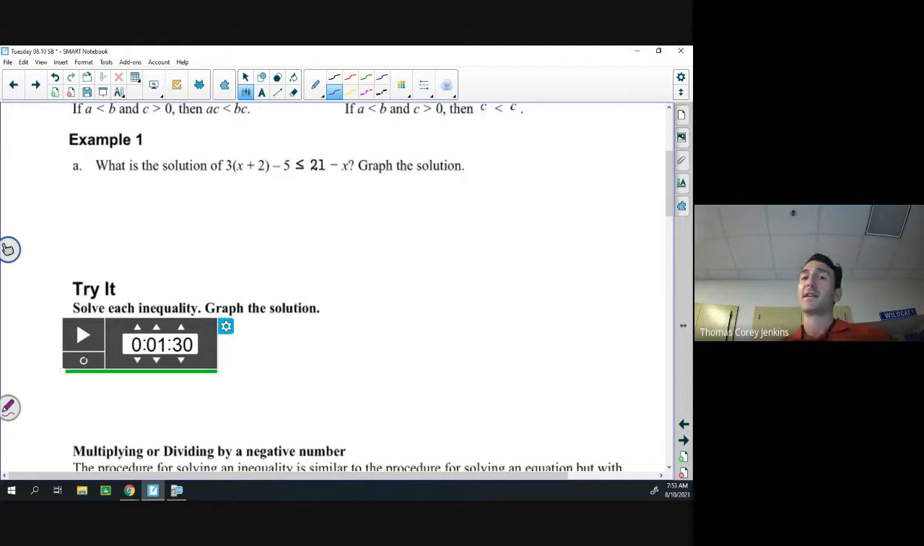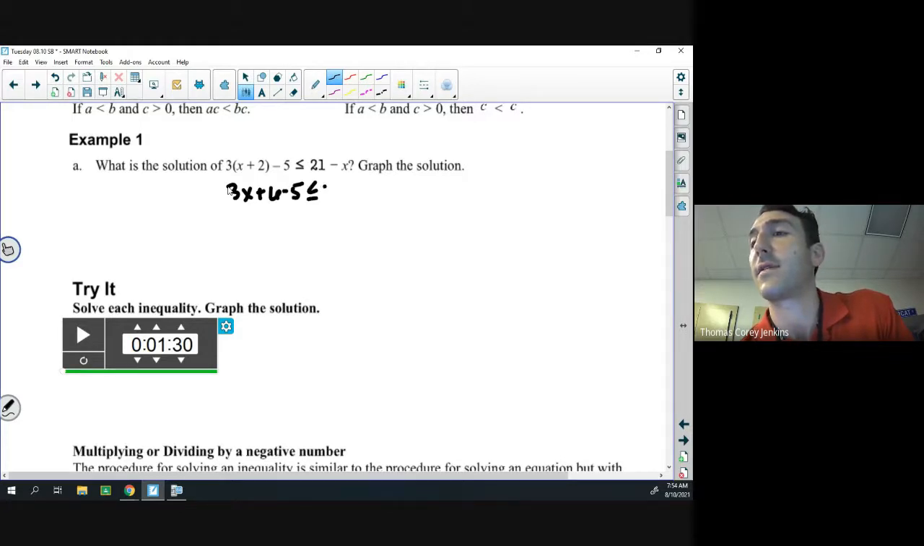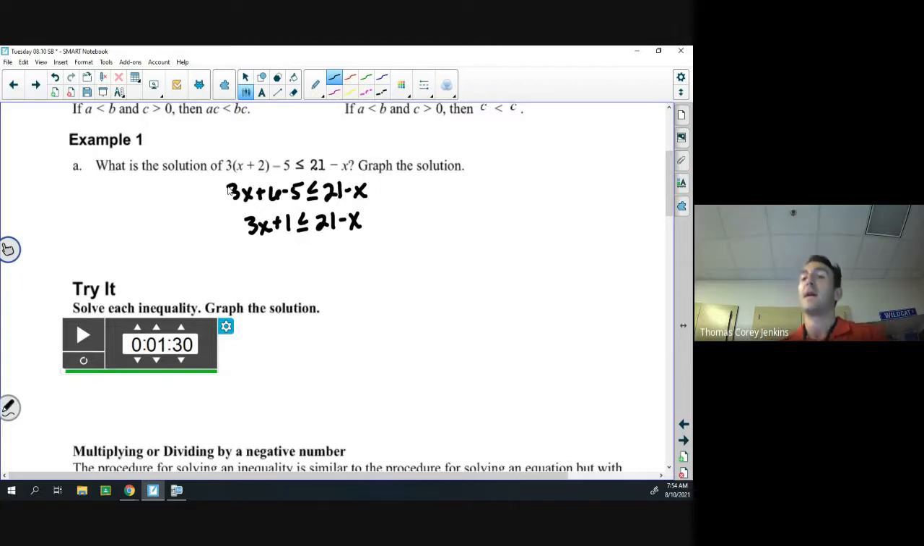All right, so what is the solution of 3 times the quantity x plus 2 minus 5 is less than or equal to 21 minus x? All right, let's start by trying to simplify the left side of our inequality. We'll distribute first. Get 3x plus 6 minus 5 less than or equal to 21 minus x. Combine like terms: 3x plus 1 is less than or equal to 21 minus x.